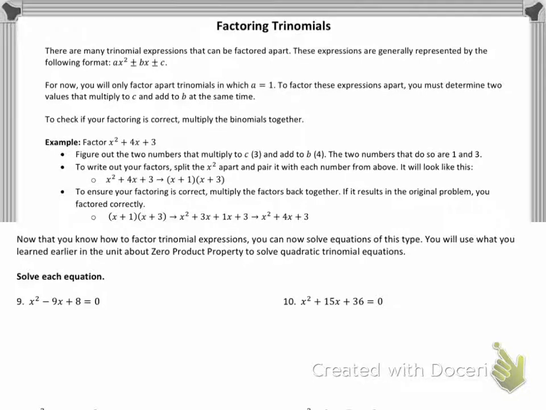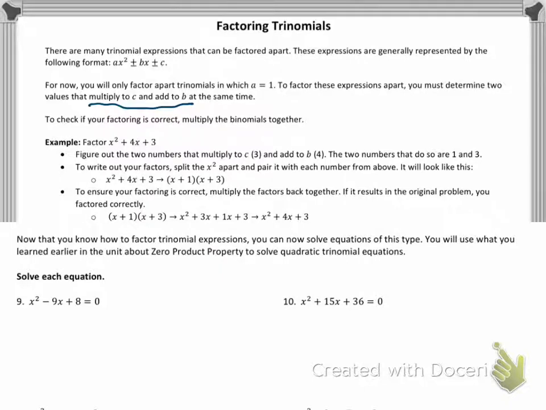So the key thing to remember is with trinomials, the goal is this phrase, multiply to c, add to b. Two numbers that multiply to the constant and add to that middle b value, the one that is stuck to the regular x. So what we're going to do in each of these problems is, instead of just factoring, we're going to actually figure out those solutions for x.